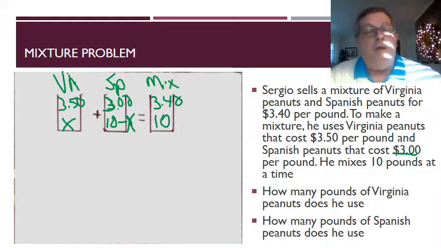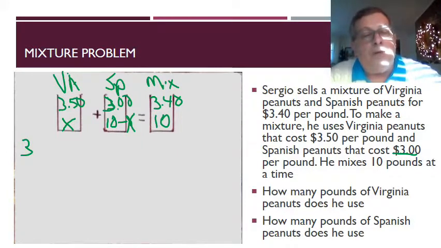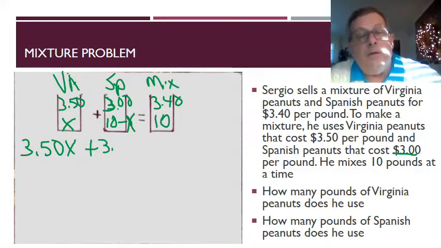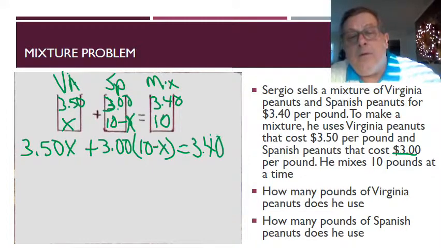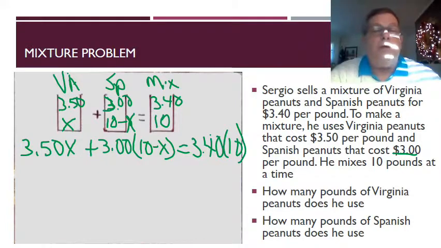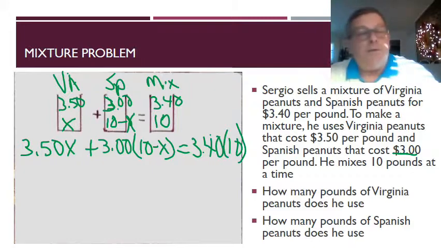Now, I'm ready to write my equation. And so I'm just simply going to take what my buckets tell me. I've got 3.50X plus 3 times 10 minus X equals $3.40 times 10. All I'm doing is just putting in what my buckets tell me for each piece of my equation.